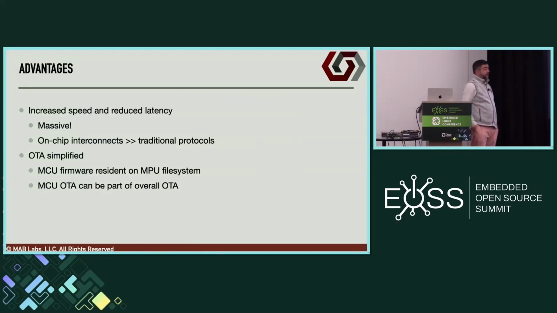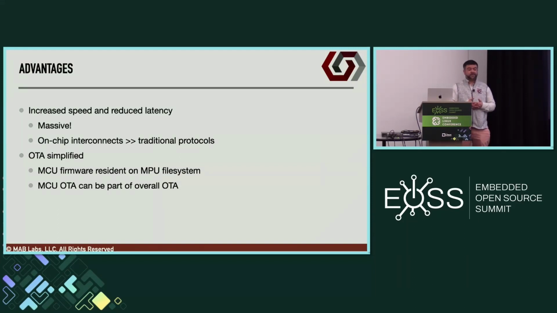So what are the advantages of having this architecture where you have microcontrollers and MPUs all in a single piece of silicon? We have increased speed and reduced latency, right? So that's huge. Between, let's say, the ARM processors, you can use direct interconnects within the silicon itself instead of having SPI, UART, et cetera. These are, relatively speaking, slower buses. So you have much increased speed and reduced latency.